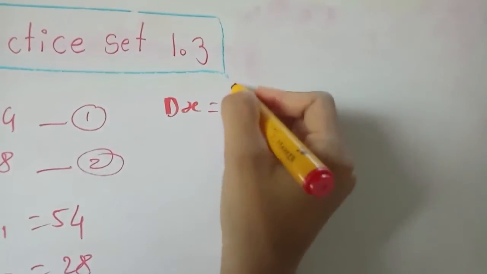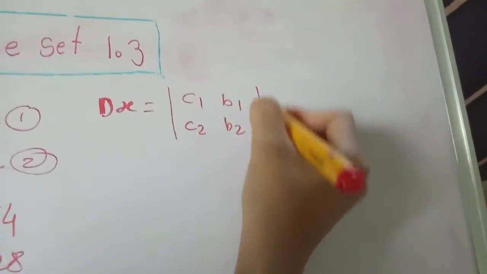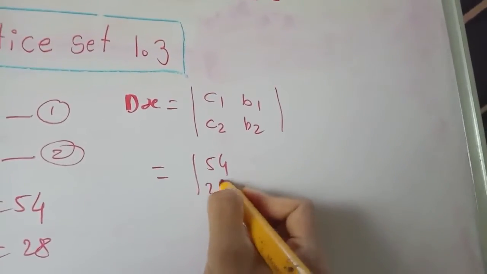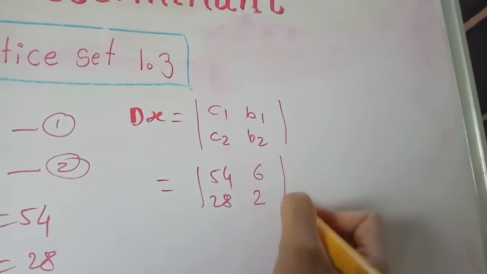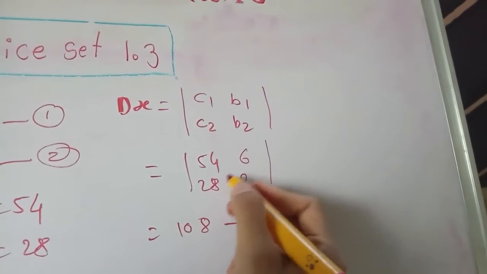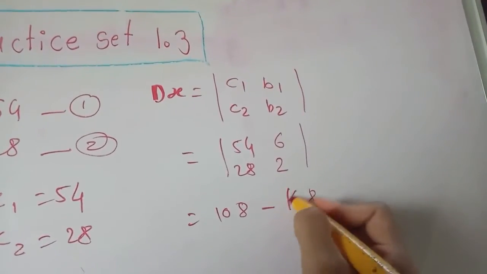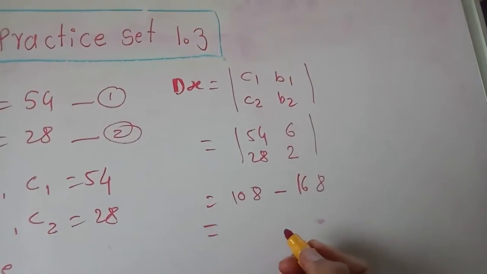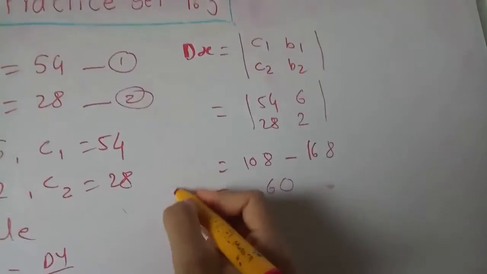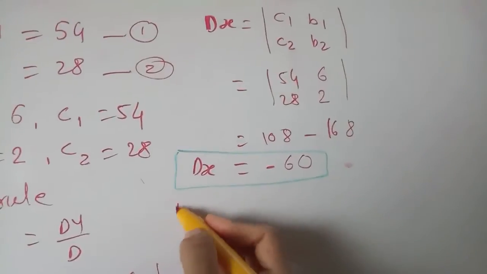So dx is equals to determinant of c1 c2 b1 b2 is equals to c1 is 54 and 28, 6 and 2. So 54 into 2 is 108 minus 28 into 6 is 168. So subtraction is equals to minus 60. So dx is equals to minus 60.